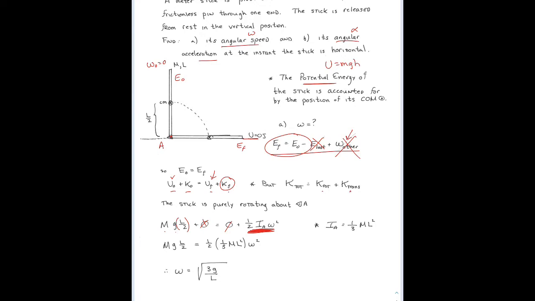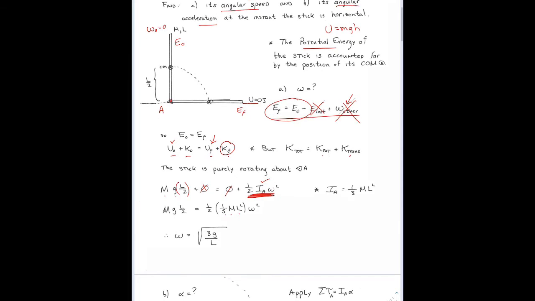Well, that's a stick about one end, so the moment of inertia is 1/3 ml squared. I can get rid of the m's and the 2's, and I solve that for my angular speed. So when that stick reaches the horizontal, that's my angular speed for part A.